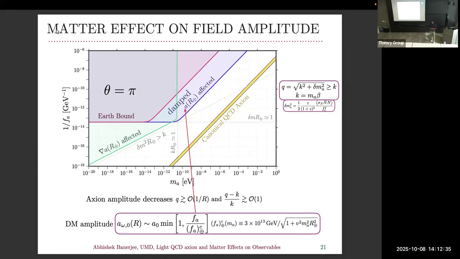Yeah, so theta could be pi there. I mean, it's not excluded. Right. But what is excluded? So the point is, if your theta is pi, then I change my nucleon spectrum, right?